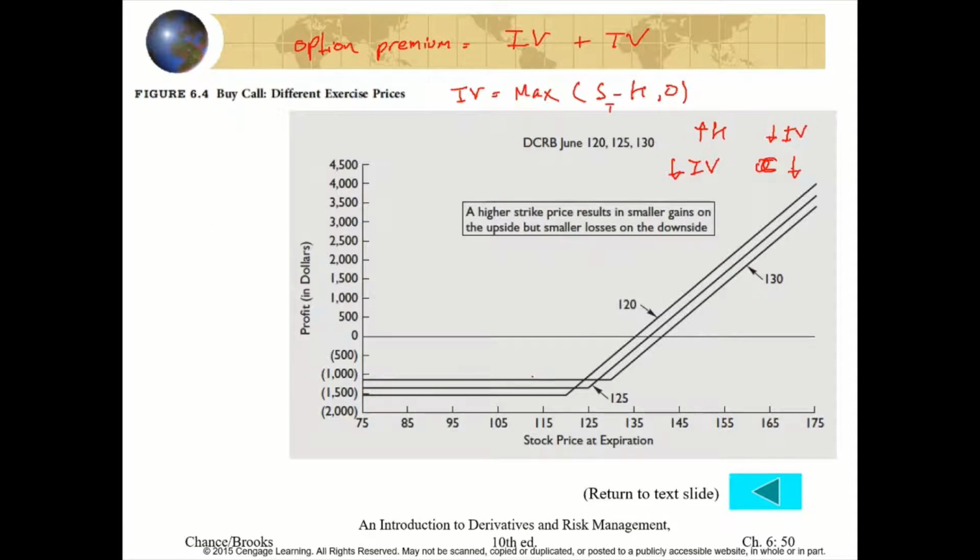So what we are seeing is that the call option with strike price 130 has the lowest loss. If the option ended out of the money, our loss will be lower than the call option with the strike price 125 and 120. Now, is this without any expense?